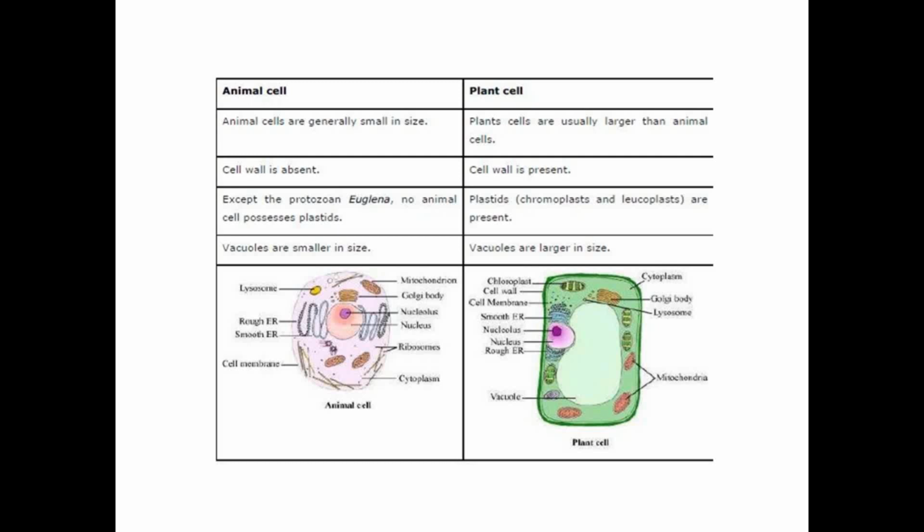Then the fourth difference: vacuoles are smaller in size in animal cells. They are very small, and sometimes they may be absent also. In plant cells, vacuoles are larger in size. When we studied vacuoles, the plant cells have a large central vacuole which occupies 50 to 90% of the cell volume. Now we can see the diagrams of the differences between animal cell and plant cell. So these are the basic differences. You have to study it. It is important.